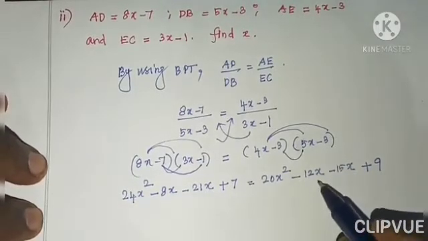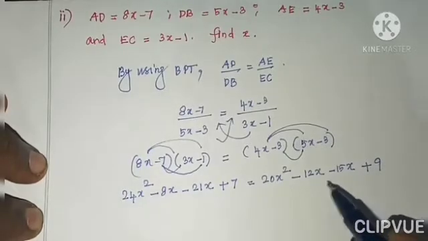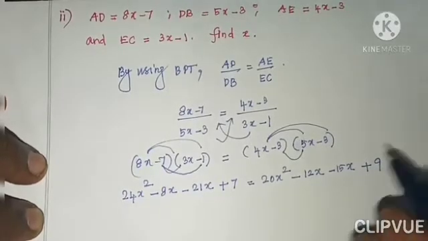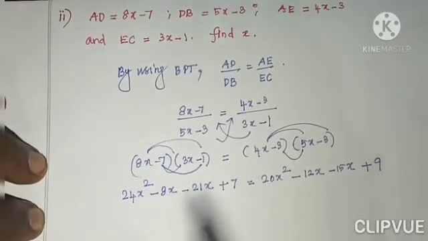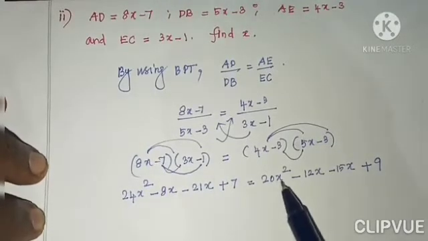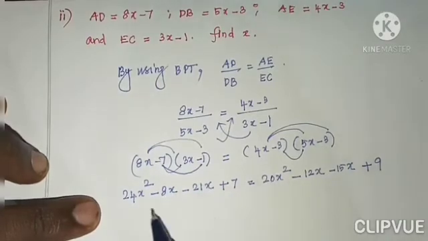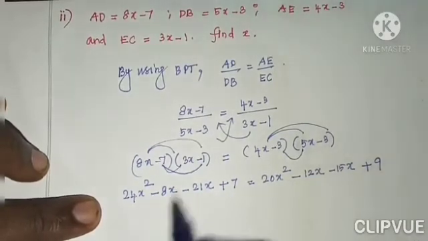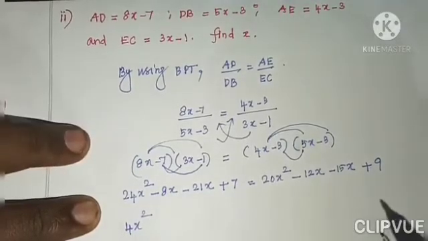If we bring the terms from the right hand side to the left hand side, the sign will change, you know very well. So 24x square, and this plus 20x square, if you take it to the left hand side, it becomes minus. So 24x square and 20x square are like terms. So 24 minus 20 is equal to 4. So we got 4x square.